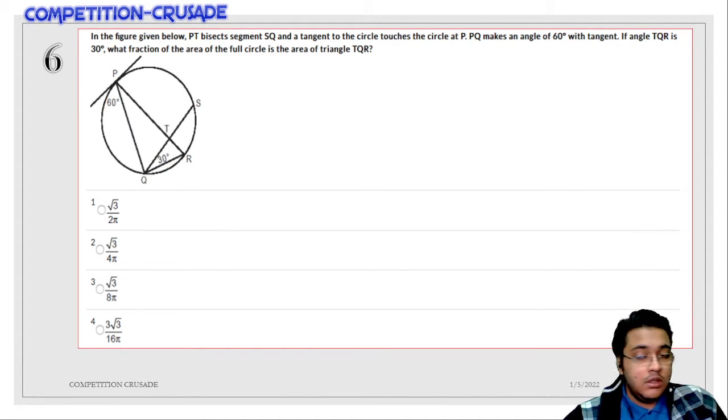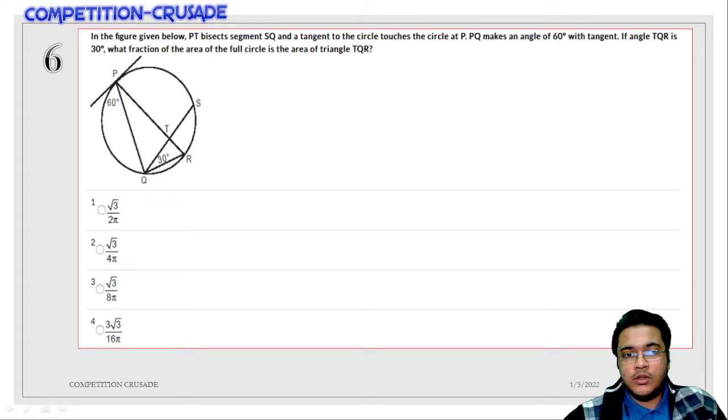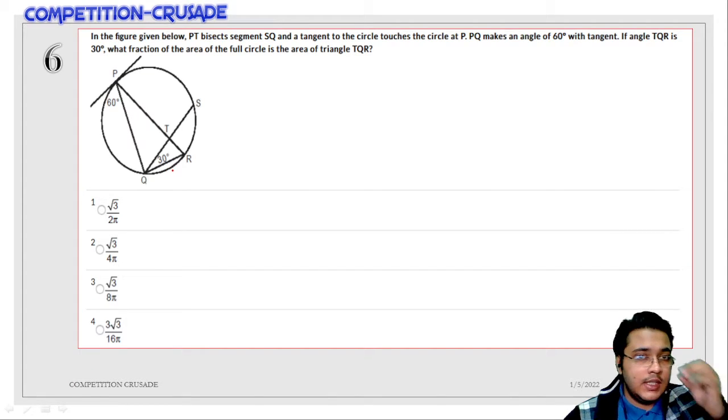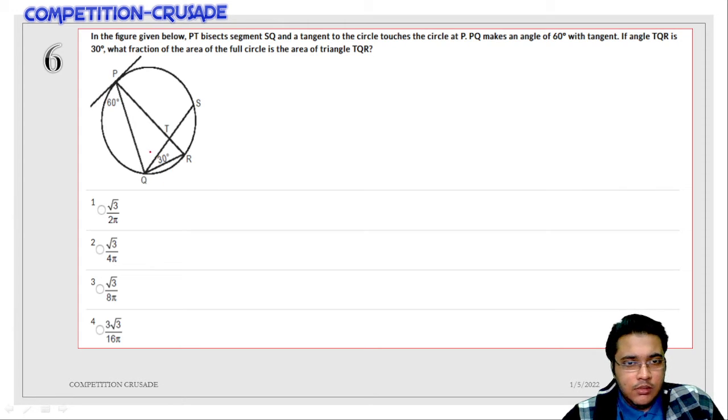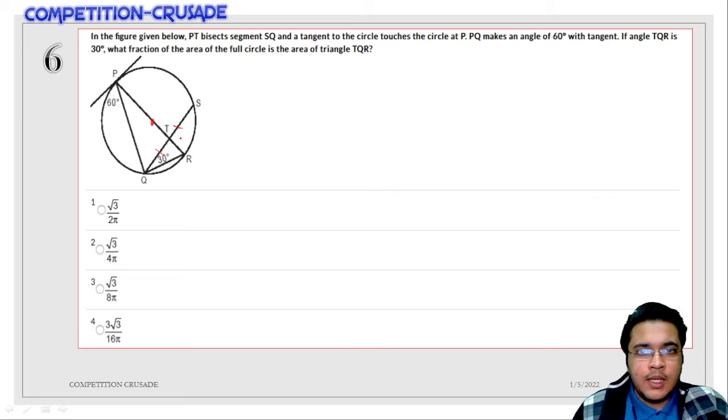Hello friends. So in this video I am going to discuss this question. This is a geometry question, and the question says, in the figure given below, PT bisects the segment SQ. Segment SQ also happens to be the chord, and if PT is bisecting it, so I know for a fact that PT somewhere is passing through the circle center. Exactly where is the center I have no idea as of now, but let's see.